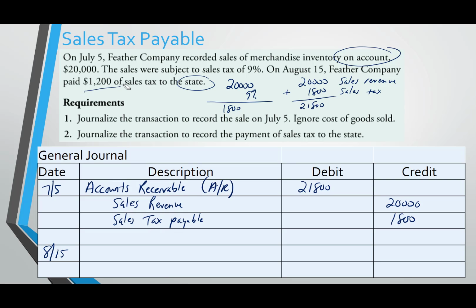Okay, so we know we paid $1,200 of sales tax to the state, so we will just debit and reduce the amount of our liability, sales tax payable, $1,200, and we're going to credit and give them cash. Now notice that they specifically told us they paid $1,200. They did not pay all $1,800 because all the $1,800 must not have been due at that particular interval.